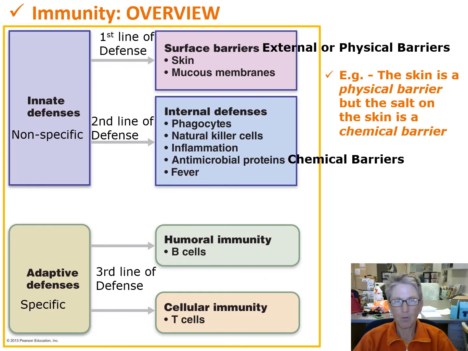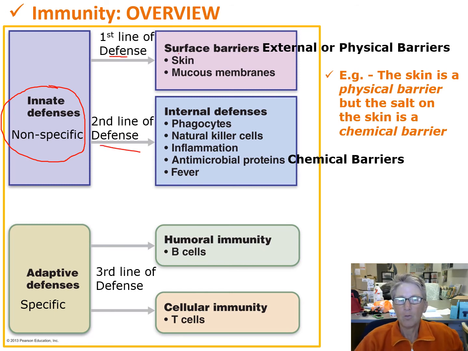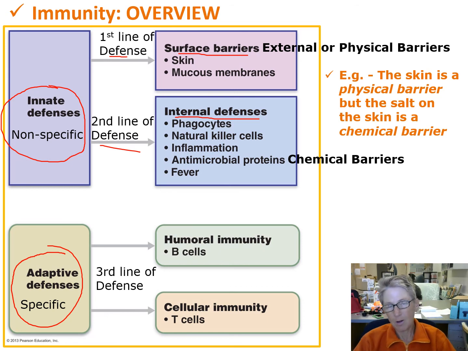So here's our flow chart that we've been working with. Innate defenses are also called non-specific defenses. Within innate defenses, there's the first line of defense and the second line of defense. The first line of defense includes surface barriers, and the second line of defense includes internal defenses. And then the adaptive defenses are also called the specific defenses, and they include the third line of defense. The cells associated with the third line of defense are B cells and T cells.